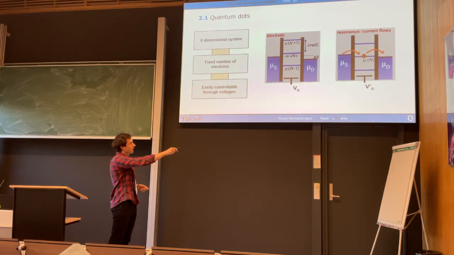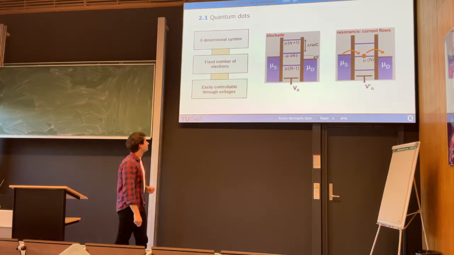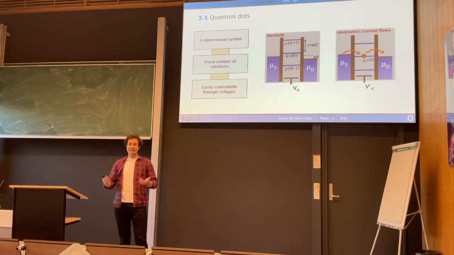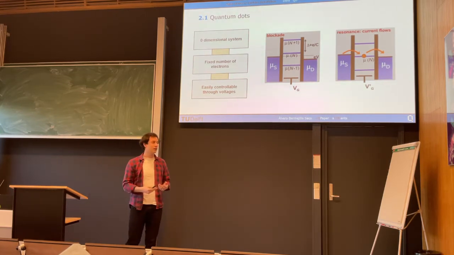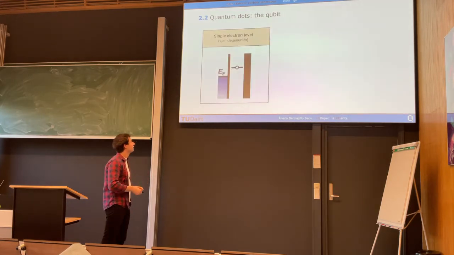However, here we have a level that sits right in between these two levels. So an electron is able to jump in, tunnel through the barrier, and then tunnel out, so we are able to measure a current. Okay, now we know a little bit of what a quantum dot is. Let's see what the easiest qubit can be made with this quantum dot.